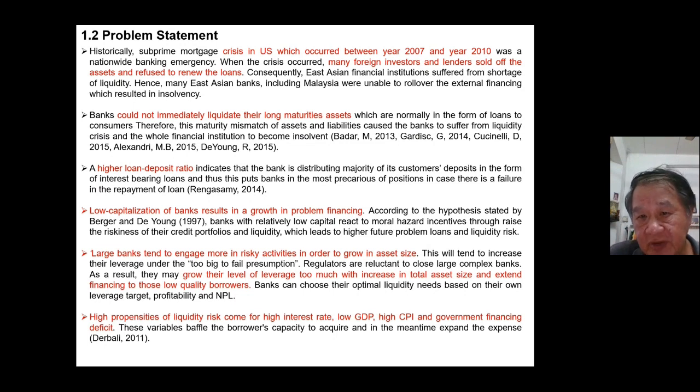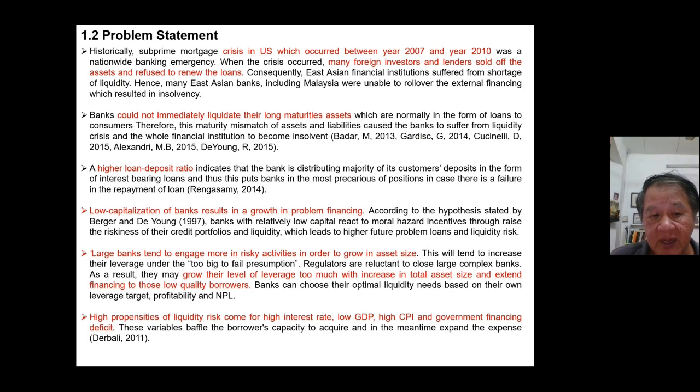The problem statement for the liquidity issue comes from the US subprime crisis, in 2007 to 2010, and subsequently followed by some other issues. As you know, a bank could not immediately liquidate long-term maturity assets such as housing loans, personal loans, and credit cards. They cannot call back the loan if the borrower pays on time.